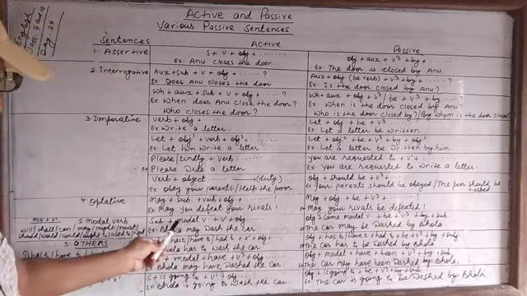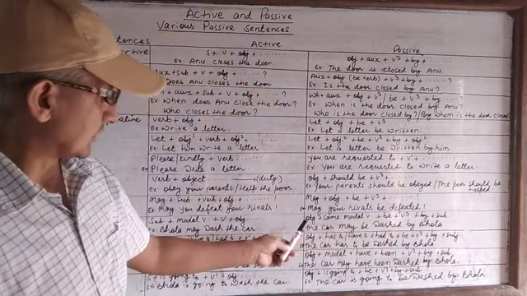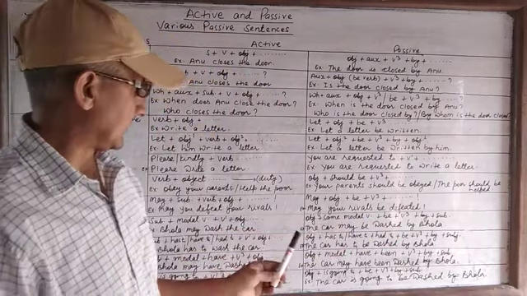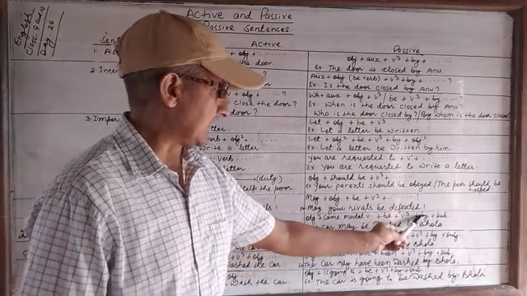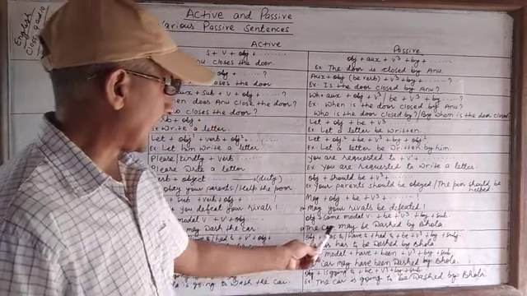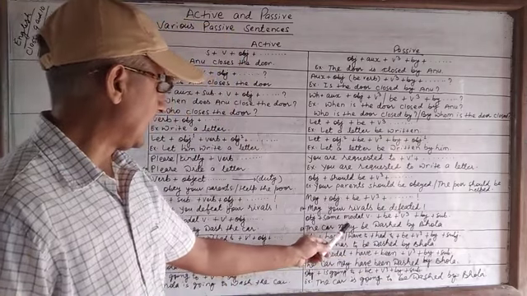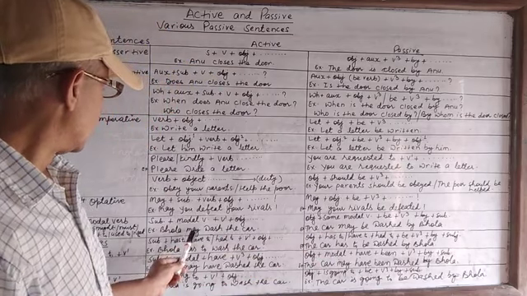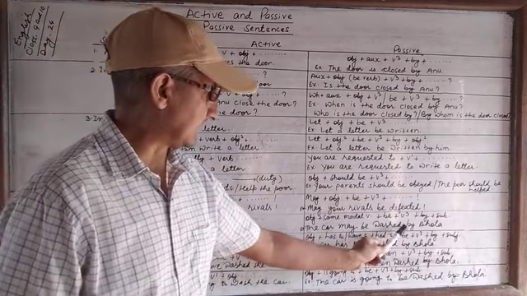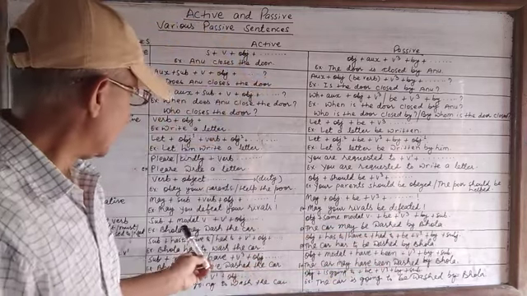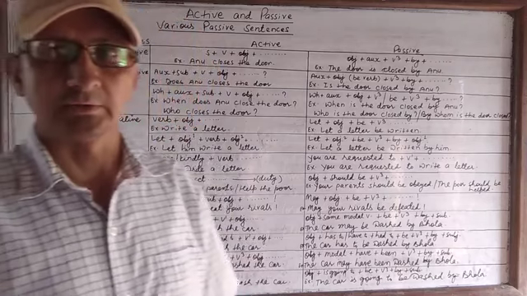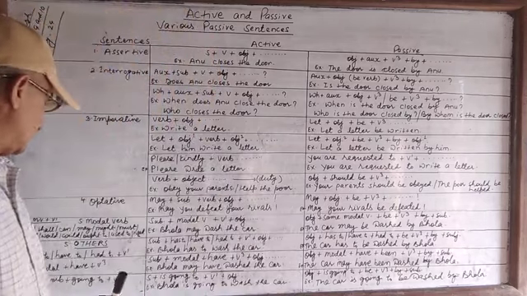We change this structure into passive like this. First we write the object, then the same modal verb of the active sentence. After that be plus V3 plus by and then the subject. Let's change this sentence into passive. The car may be washed by Bola. The car is the object, may is the same modal verb of the active voice, and then be plus V3, and then by plus the subject of the active voice. In this way, we change sentences with modal verbs into passive.